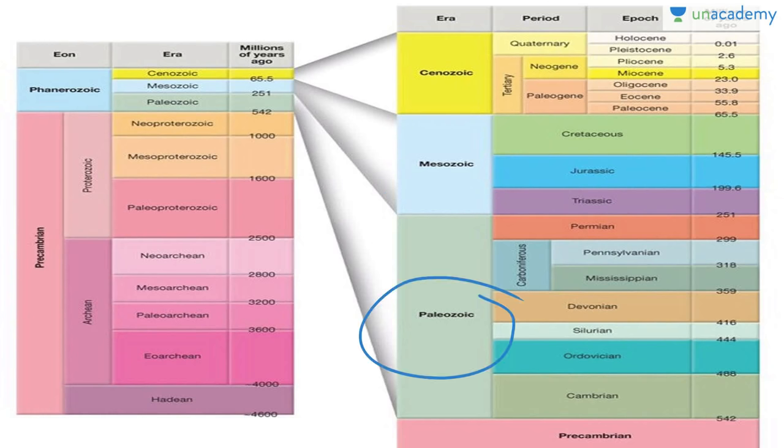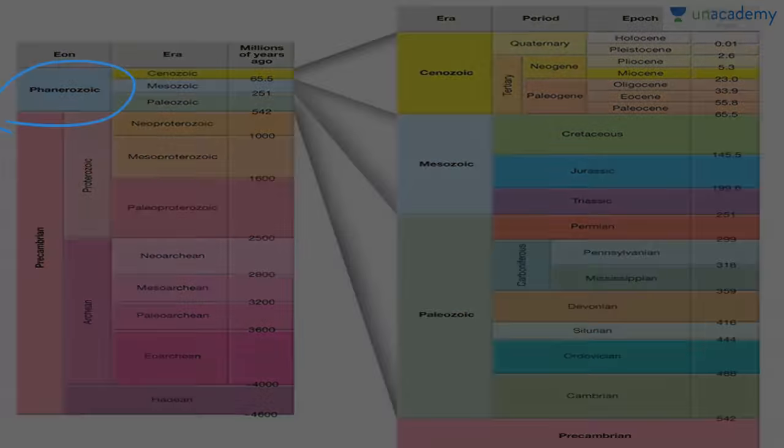Okay, and then you can see these are the eras. This Phanerozoic was the eon, then it is further divided into three eras, that is Cenozoic, Mesozoic and Paleozoic, and these eras are further divided into periods. Periods are further divided into epochs. So if you want to see, we are currently in this Holocene epoch, which is a part of the Quaternary period, and this period is a part of the Cenozoic era, and the Cenozoic era is a part of the Phanerozoic eon. I hope you are understanding it now.